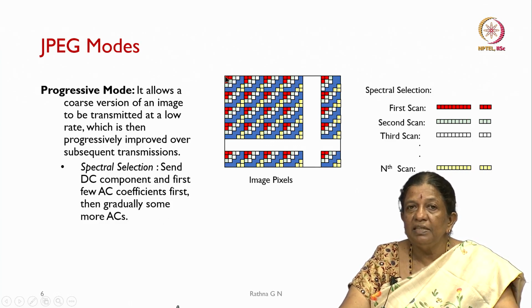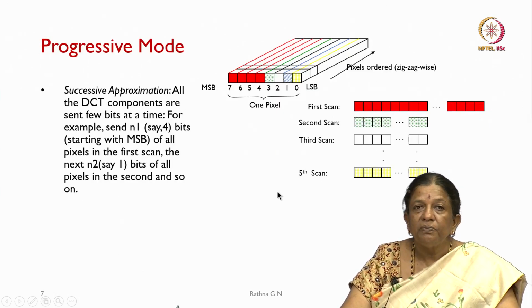So, you will be seeing that in the 8 by 8. The red depicts your DC coefficients. In the first scan you will be sending all the DC coefficients. In the second scan you will send a few AC coefficients. Like that you can send some more AC coefficients which are dominant, as you can see. The last one is yellow, that is the nth scan where you will be sending these coefficients. This is how, in the progressive mode, you will be sending the coefficients.